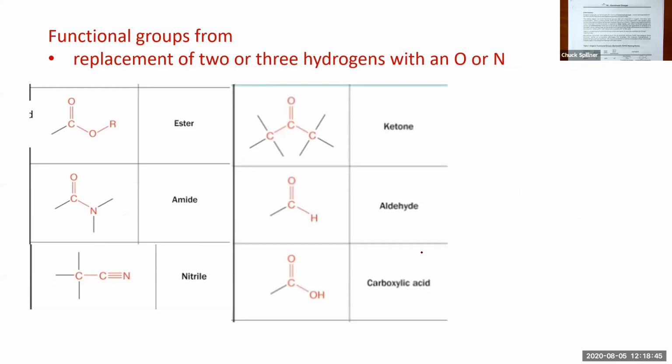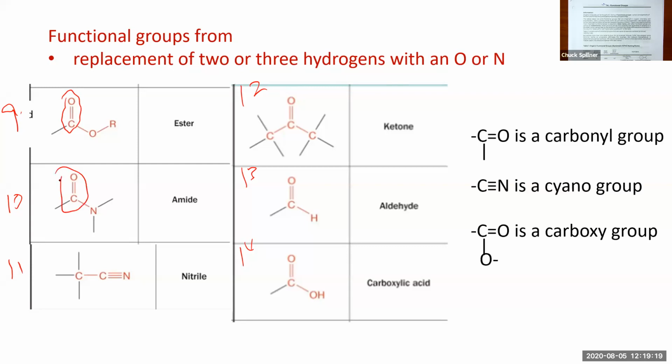Okay, so let's look at a few more functional groups. Let's see from that page. So we have number 8, number 9 is called an ester, 10 is an amide, 11 is a nitrile, 12 is a ketone, 13 is an aldehyde, 14 is a carboxylic acid. So all these functional groups, most of them anyway, we've got this new subgroup showing up. And this subgroup is called a carbonyl.